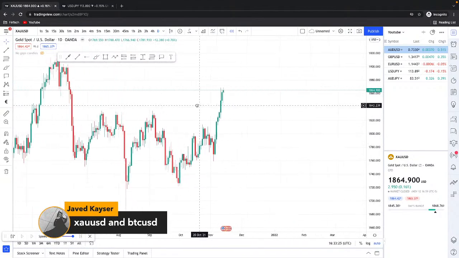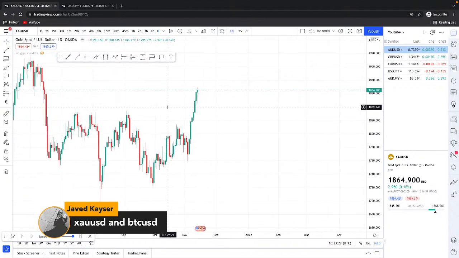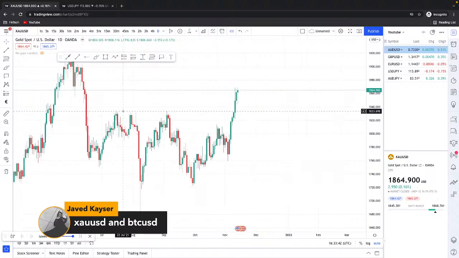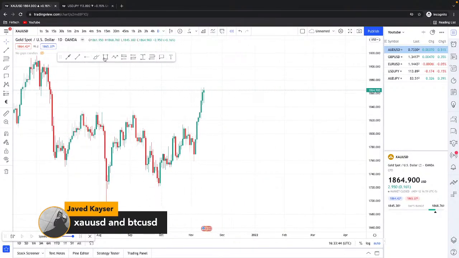Okay, I think in the last live session, I analyzed this actually from here. We were here and we were anticipating this and targeting this liquidity, which is exactly what happened. So it is looking extremely bullish at the moment.